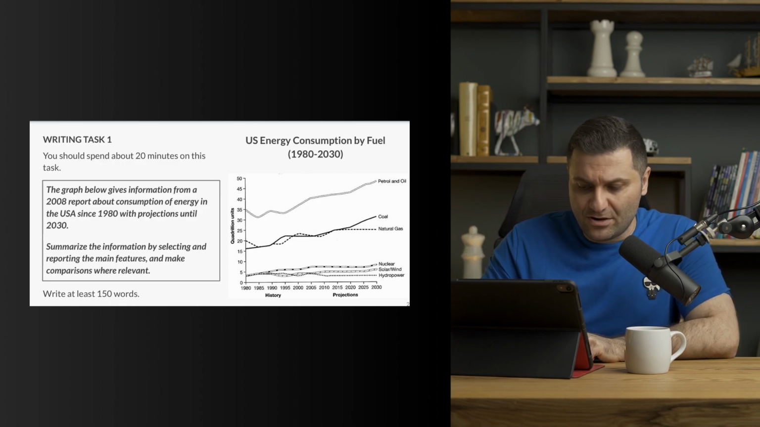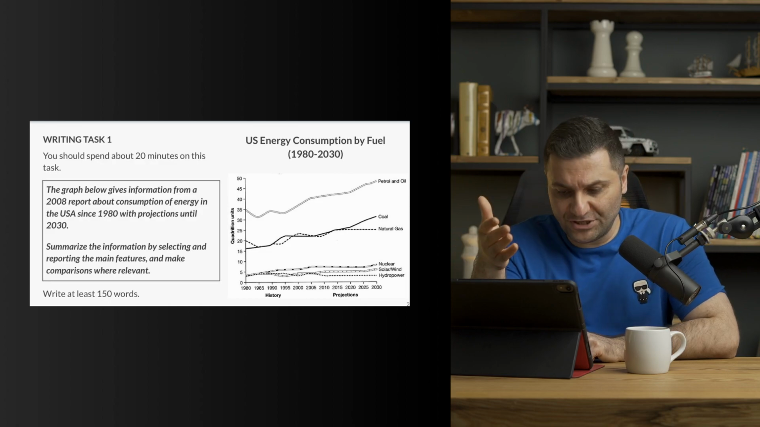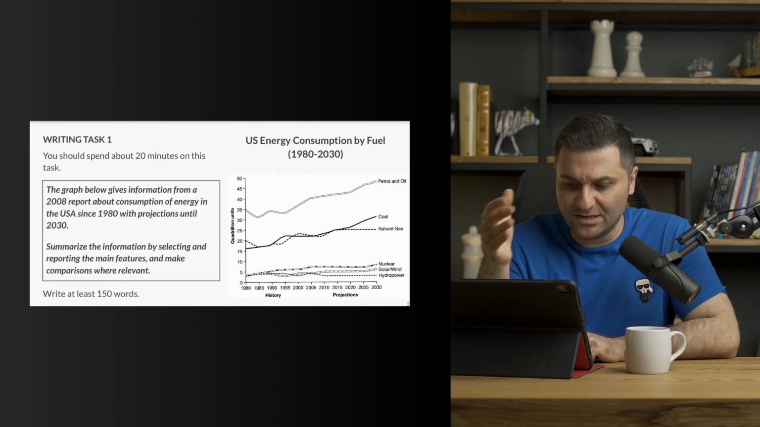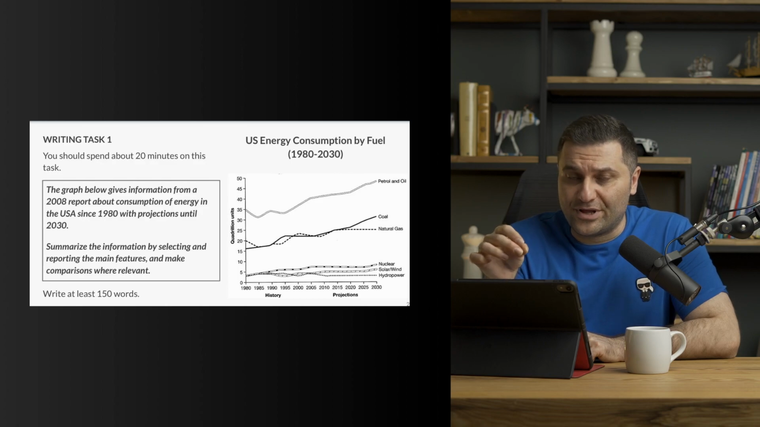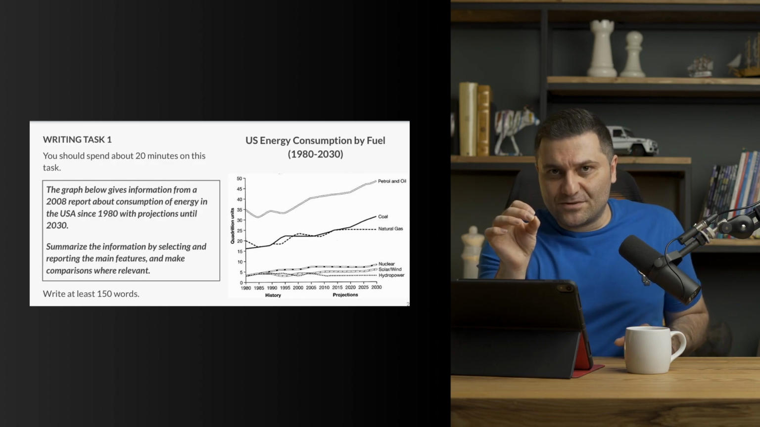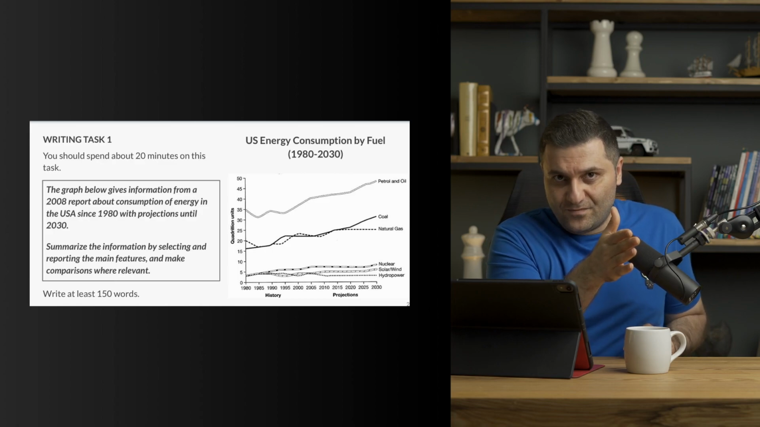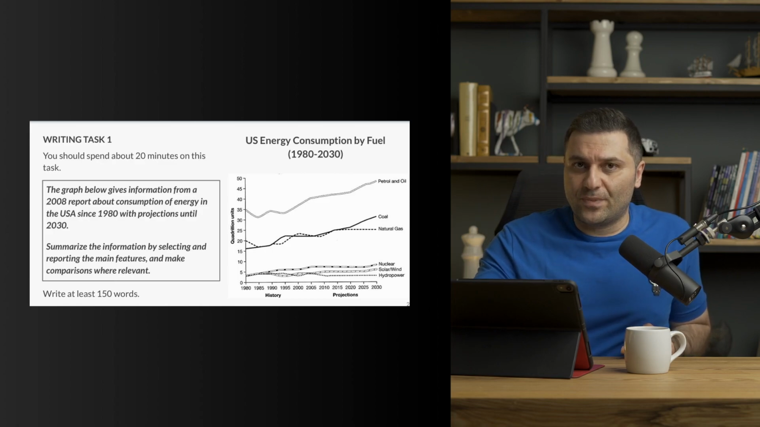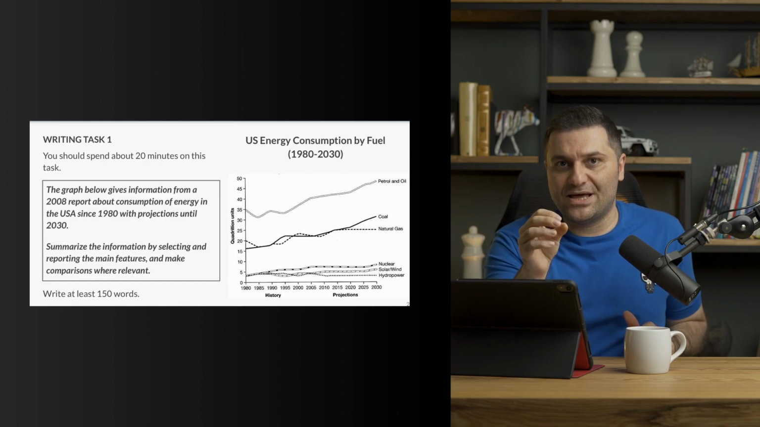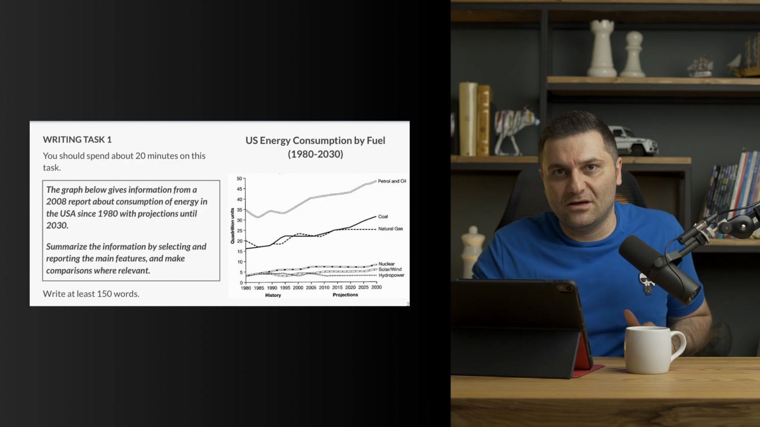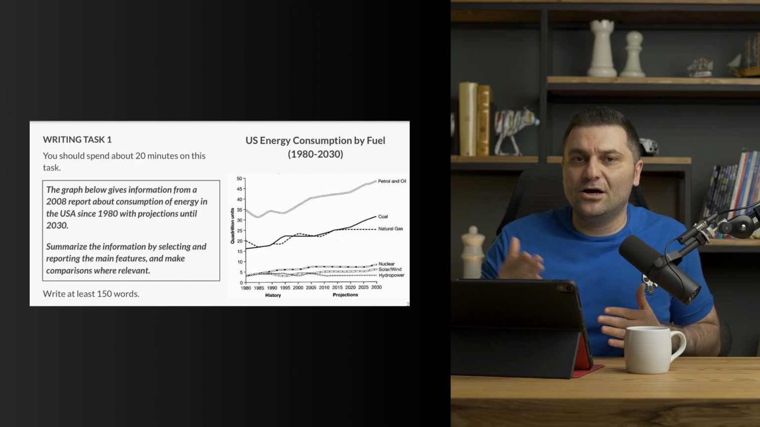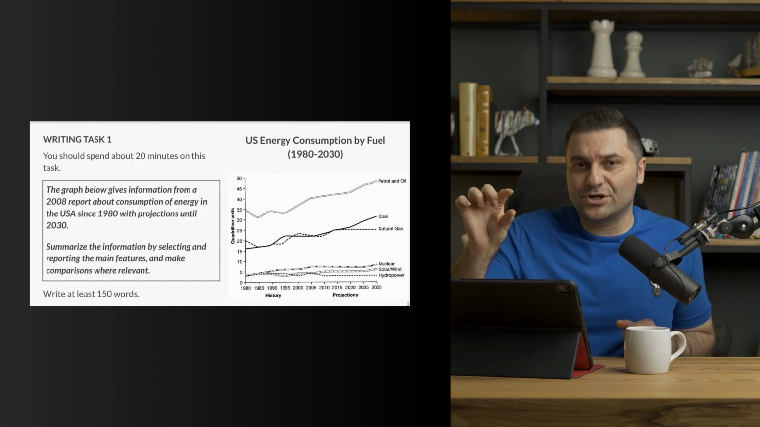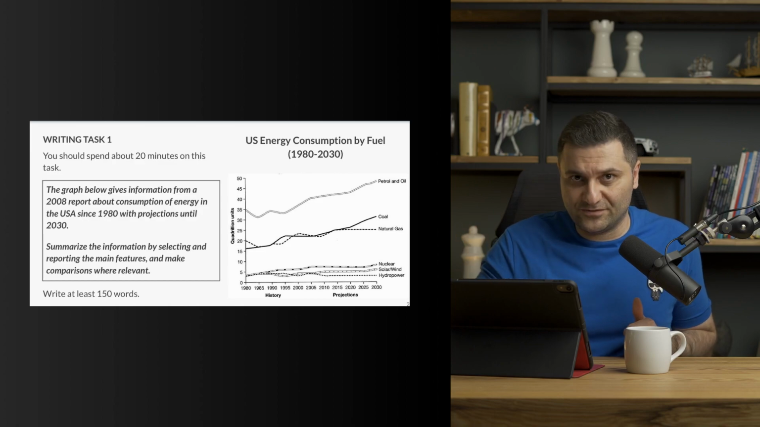So as you see here, we have: the graph below gives information from a 2008 report about consumption of energy in the USA since 1980 with projections until 2030. Remember that graphs can be in the past or maybe in the future, but the question tells you from what date we will have the data about the future, right? So here we have from 1980 up to 2030. So you should compare the data over a period of time.